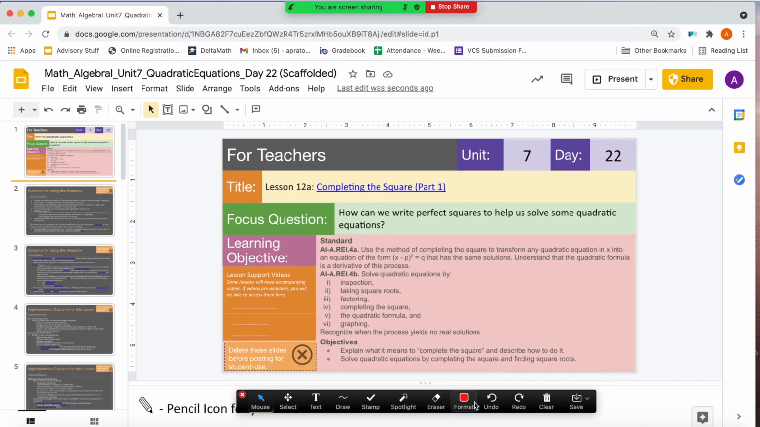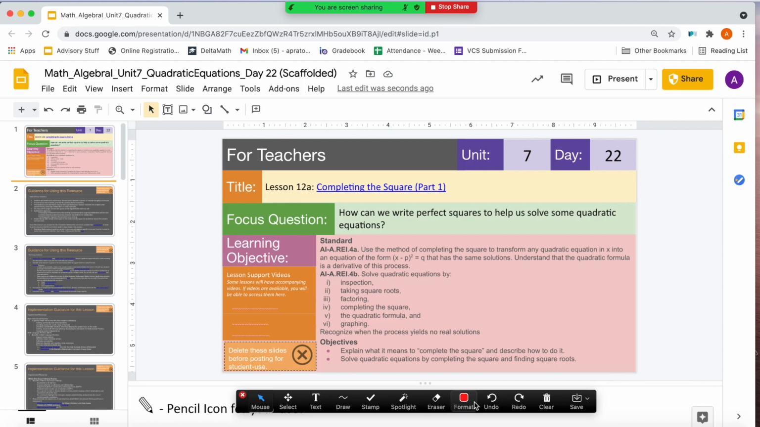In this video, I'm going to go over how you can facilitate the synthesis of the Explorer for Lesson 12A, Completing the Square Part 1, Unit 7, Day 22. The focus question of this lesson is how can we write perfect squares to help us solve quadratic equations?